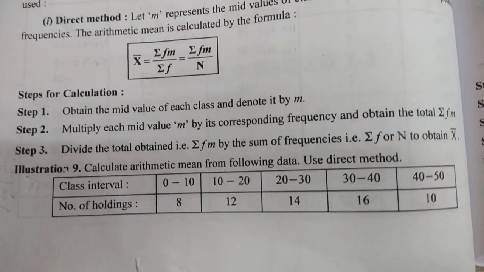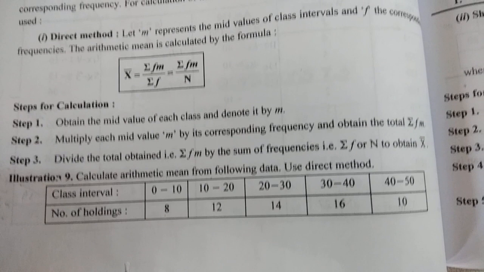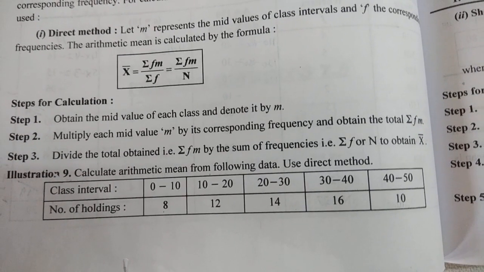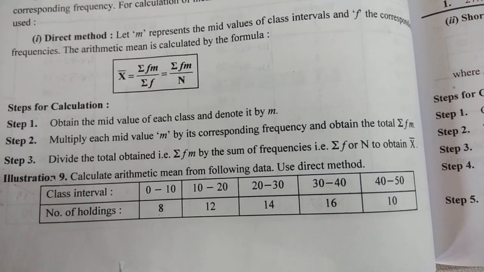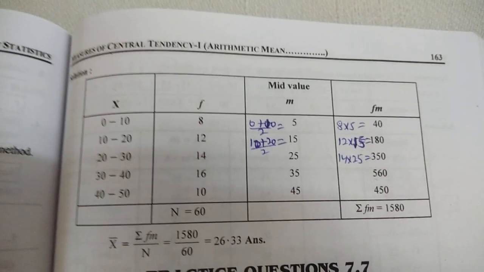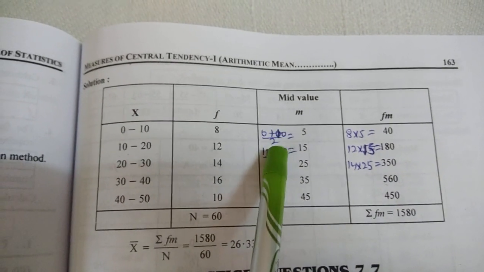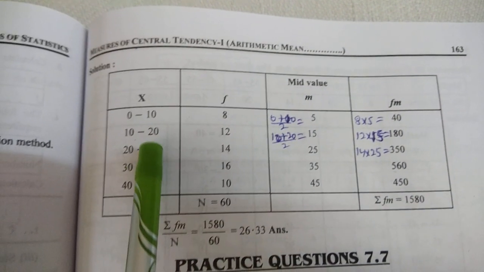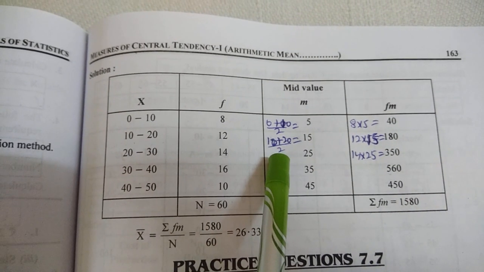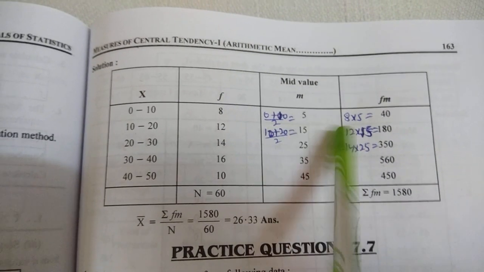Here is the example: class interval 0 to 10, 10 to 20, 20 to 30. Number of foldings or frequency, 8, 12, 14. First we have to calculate the midpoint from the class interval. For 0 to 10, 0 plus 10 divided by 2 is 5. For 10 to 20, 10 plus 20 divided by 2 is 15. 20 plus 30 divided by 2 is 25, and so on. Then multiply f with m.